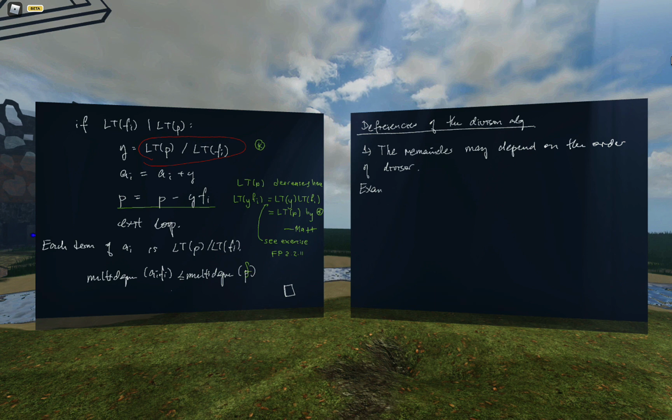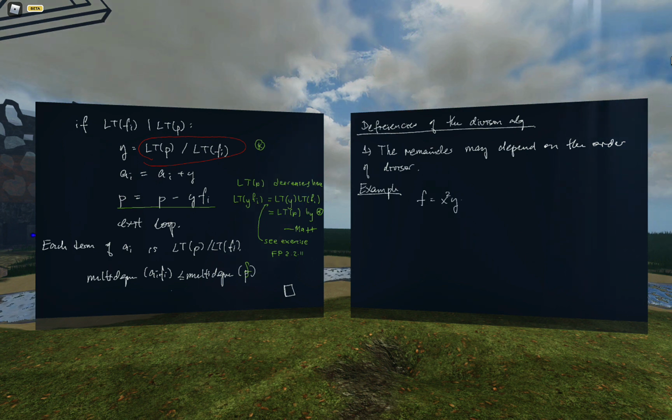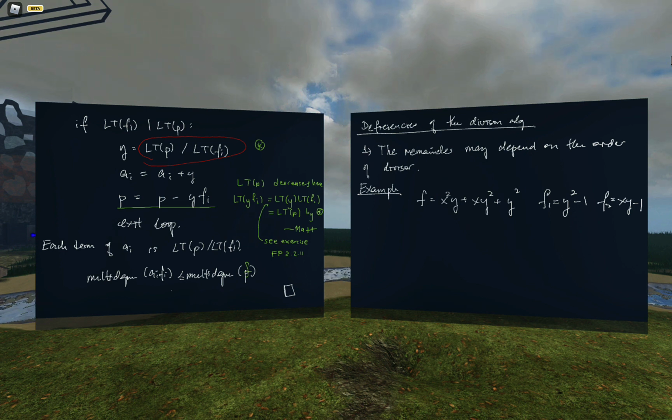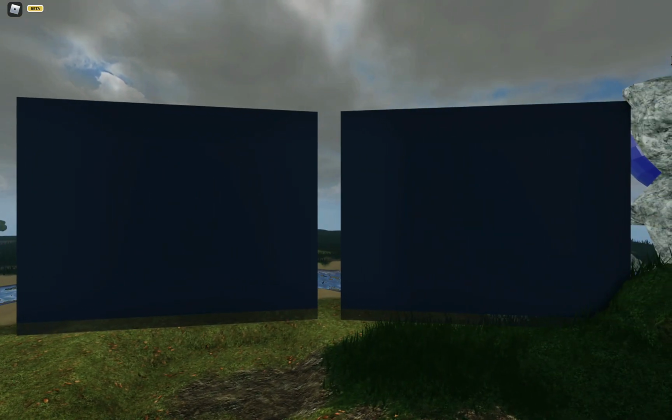If we remember the example, this is not going to fit on the page because it already didn't fit before, and now I'm a quarter of the way down. So I'll write the example and do the division on the next board. The example is F equals x squared y plus x y squared plus y squared. So F is the same. F1 is now what was F2, y squared minus 1, and F2 is now what was F1, xy minus 1. This is just the same example with F1 and F2 swapped around. Let's do the division and see what we get. I'm going to move this up so we can fit it, and make this a little bit longer.